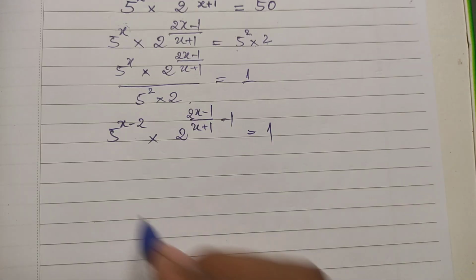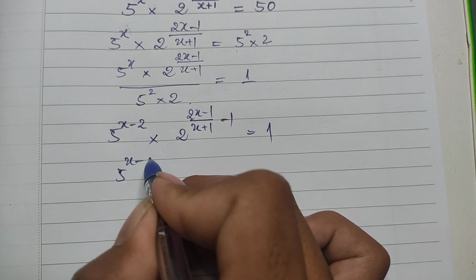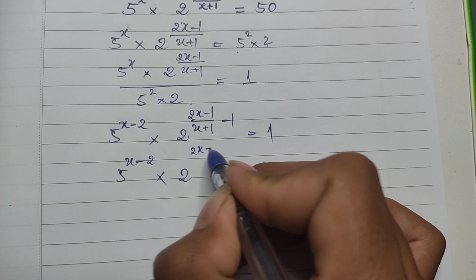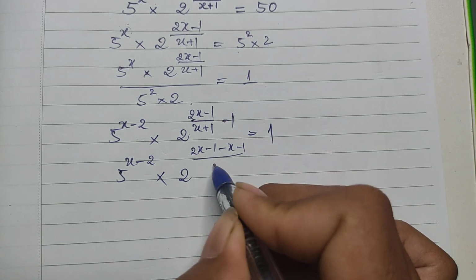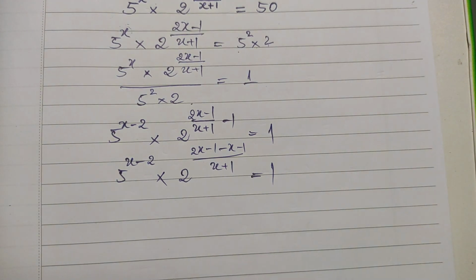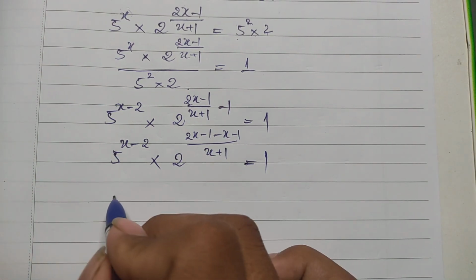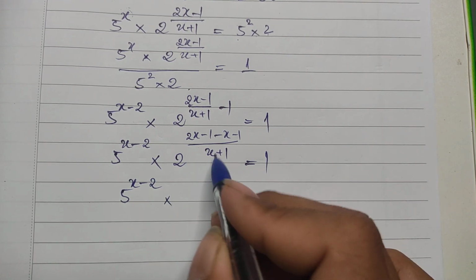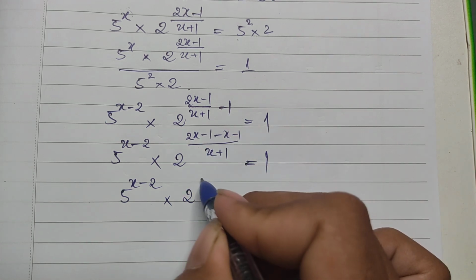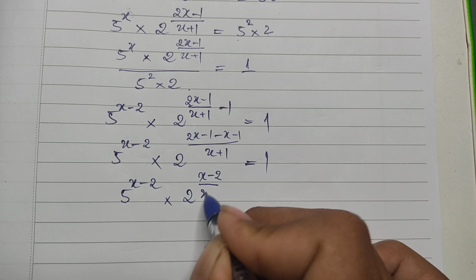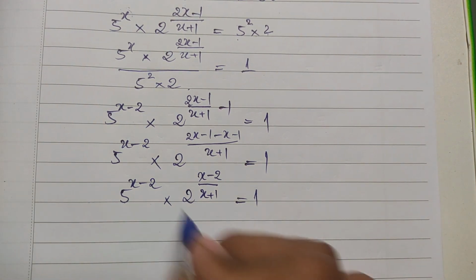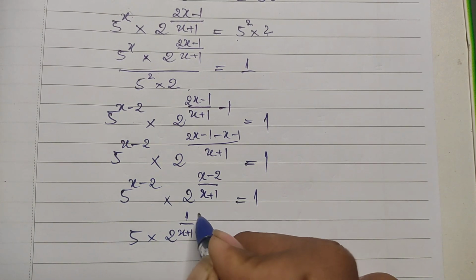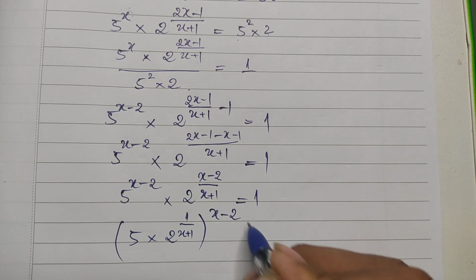So now this equation I can write as 5^(h-2) multiplied by 2^((2h-1-(h+1))/(h+1)) equals 1. And so we get 5^(h-2) multiplied by 2^((h-2)/(h+1)) equals 1. So I can write (5 multiplied by 2^(1/(h+1)))^(h-2) equals 1.